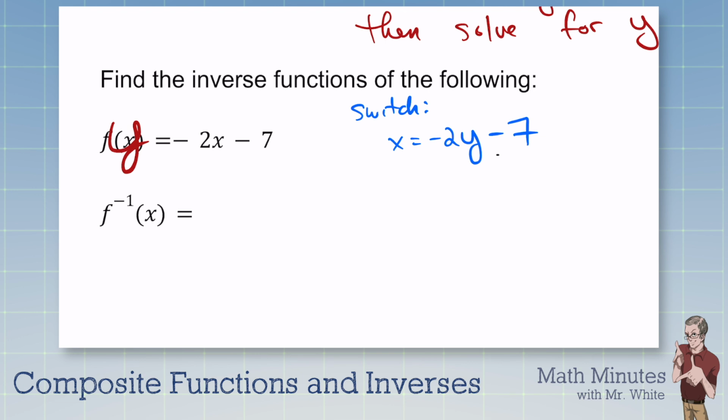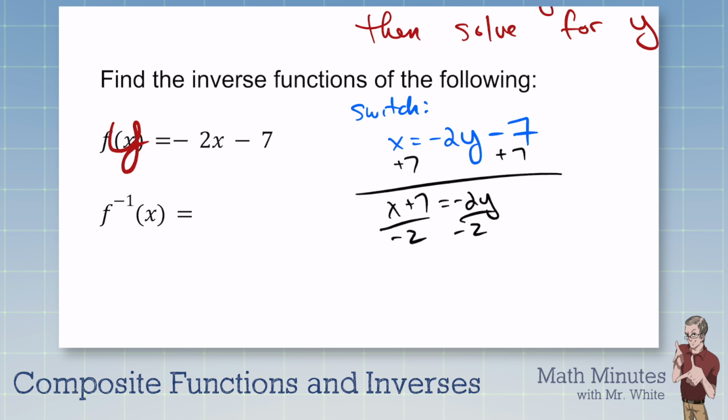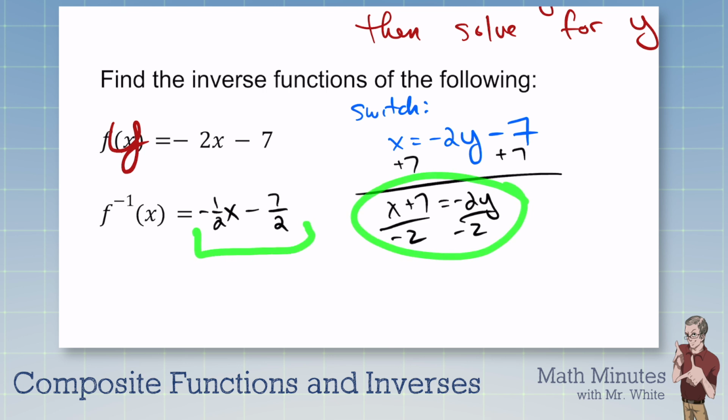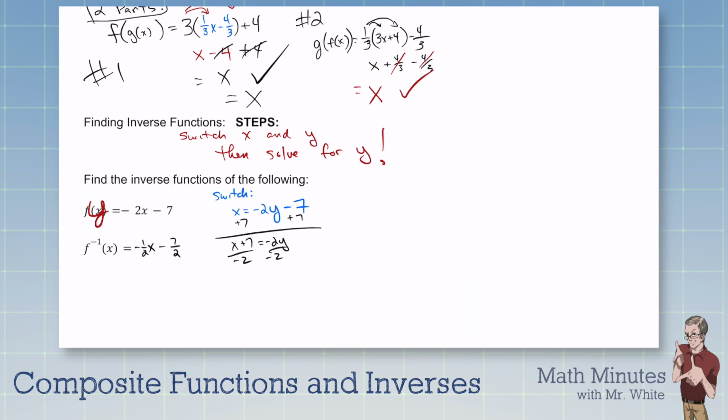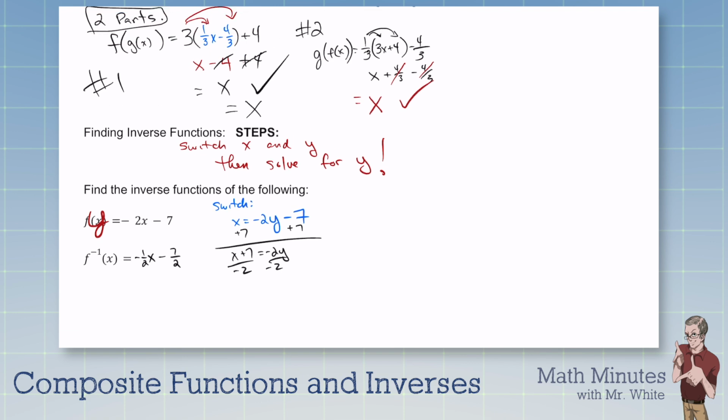We now solve for y, so we just add 7 on both sides. x plus 7 equals negative 2y. Divide by negative 2, divide by negative 2. We have our answer. It is negative 1/2 x minus 7/2 if you want to write it in y equals mx plus b format, if you were asked to graph it. Switch x and y, solve for y, and boom, you've got your inverse function. Remember, the inverse function gets written with that little negative 1 up top. So that's how you find inverses.